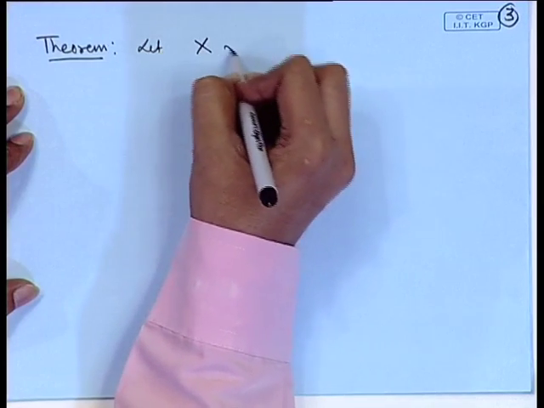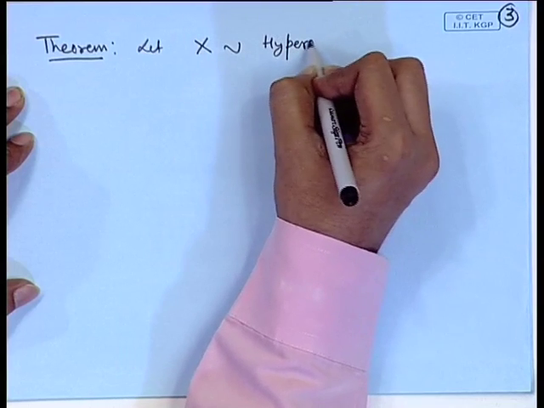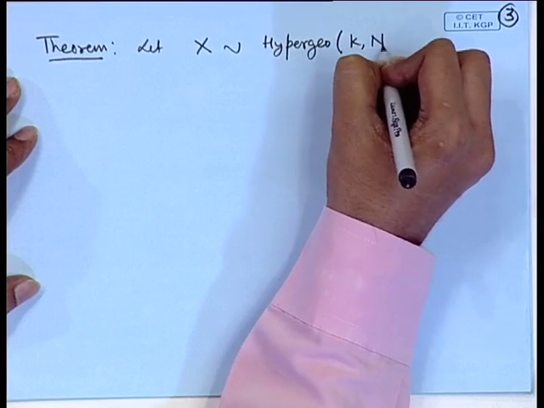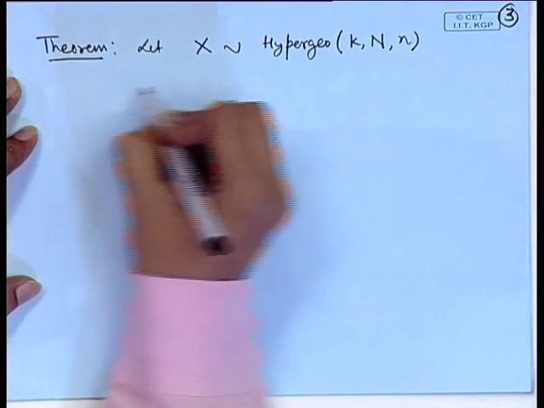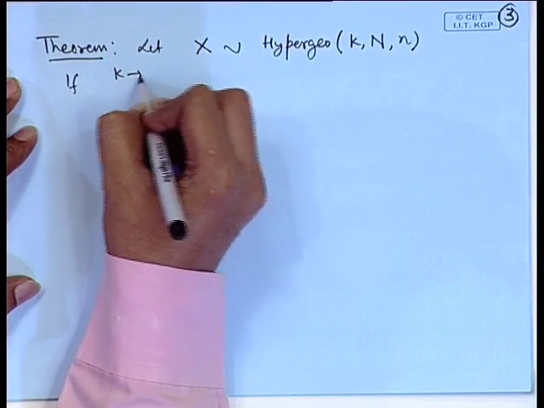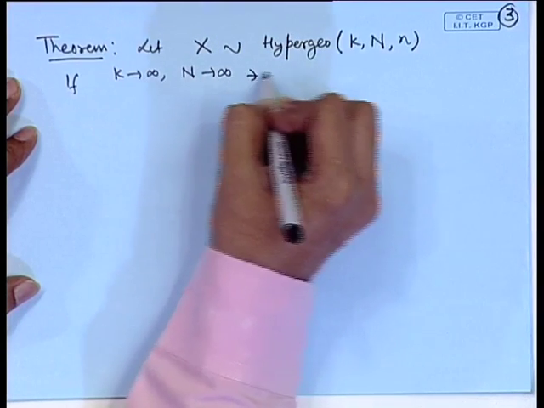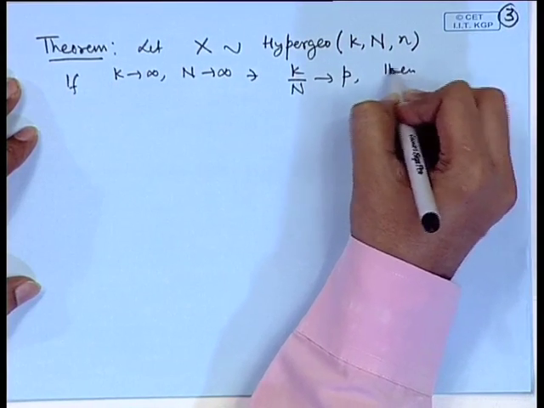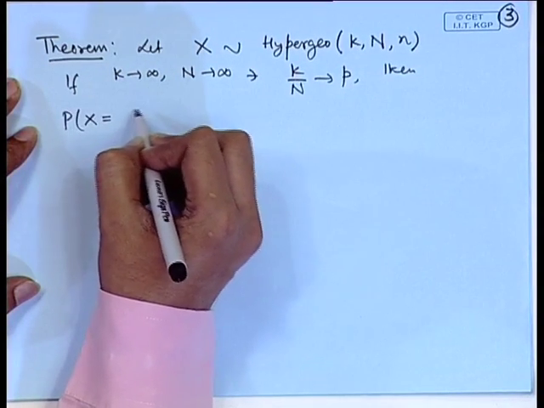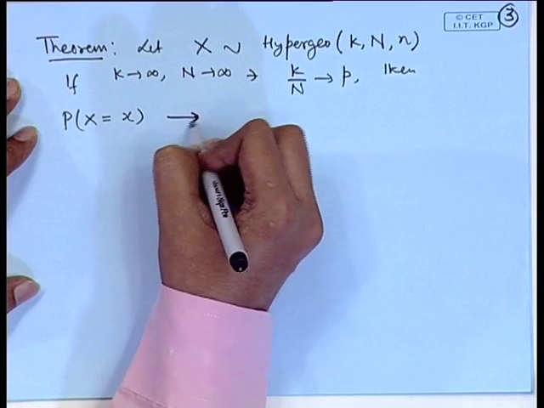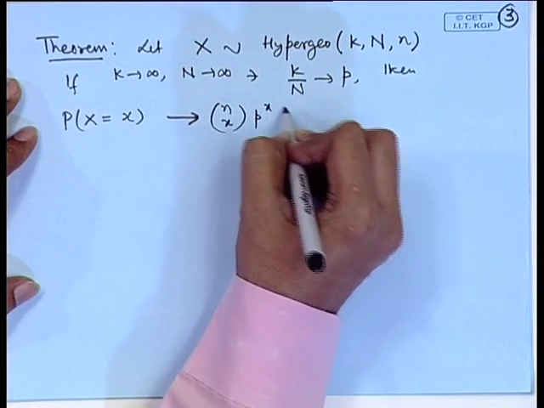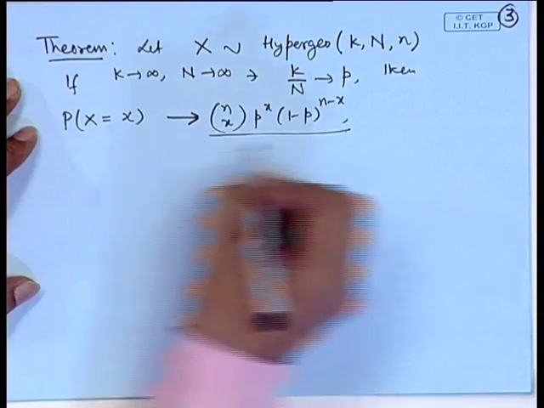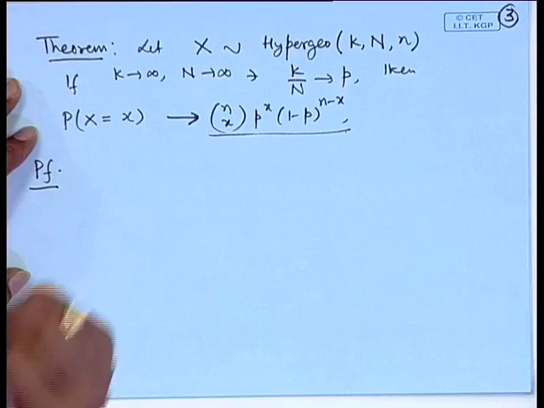Let x follow a hypergeometric distribution with parameters k, N and n. If k tends to infinity, N tends to infinity, such that k by N tends to p, then probability of X equal to x converges to n C x p to the power x (1 minus p) to the power n minus x, which is the binomial probability distribution. So, let us look at the proof.